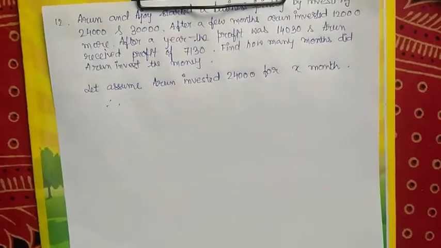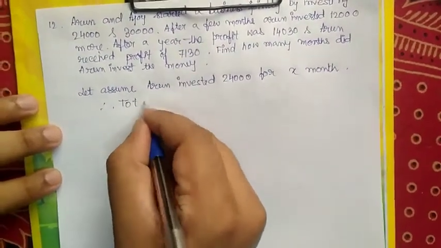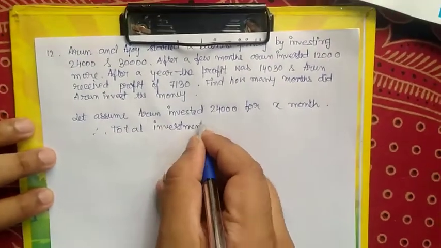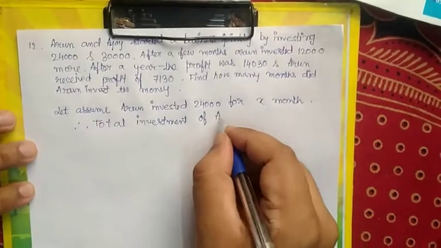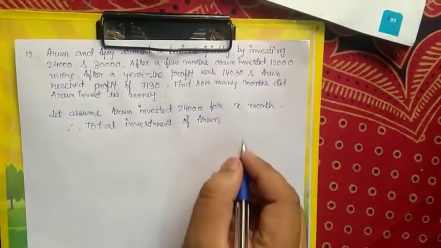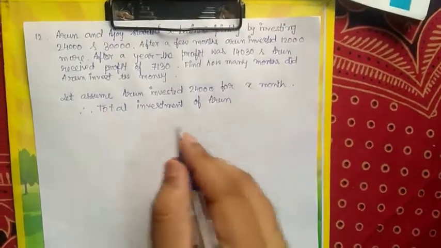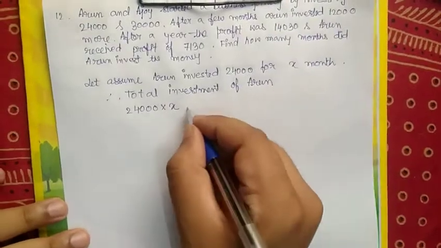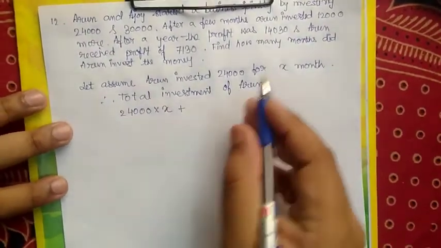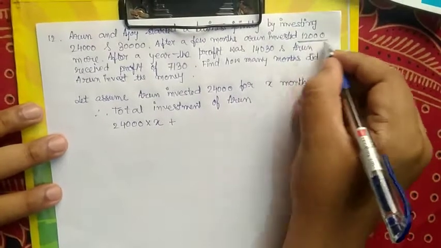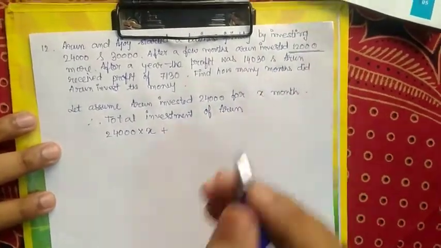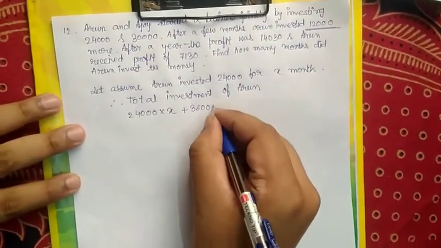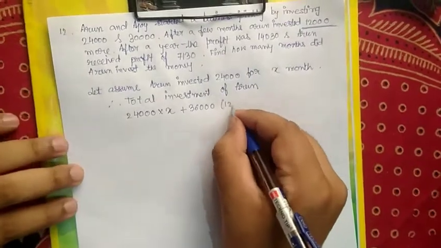So therefore, the total investment of Arun is 24,000 for X months. So 24,000 into X plus 12,000 more after the X months. So 24 plus 12, 36,000 for 12 minus X months.